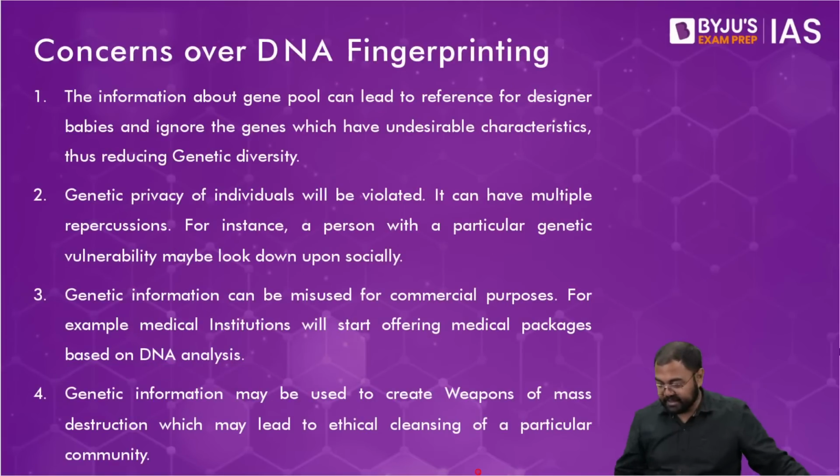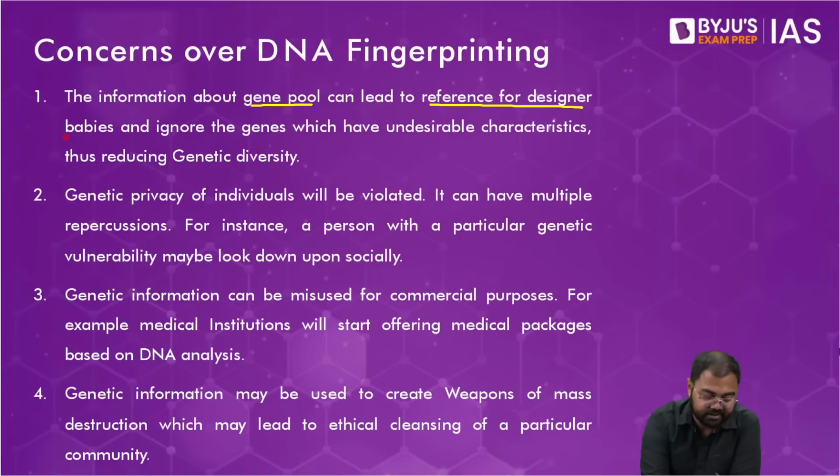But at the same time, there are certain concerns with regards to DNA fingerprinting also. For example, the information about the gene pool can lead to a reference for designer babies. And that is something that can happen. Let's say the genetic information about people or the public in general is available. Then we'll always be looking for those superior genes. We might want our children to be born with superior genes, and we are free to define these superior genes in whatever way we want.